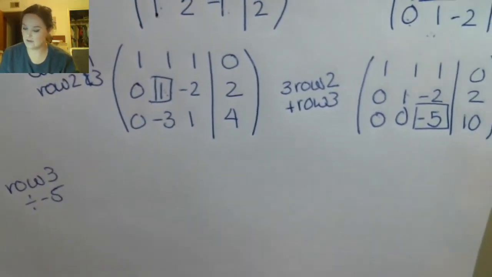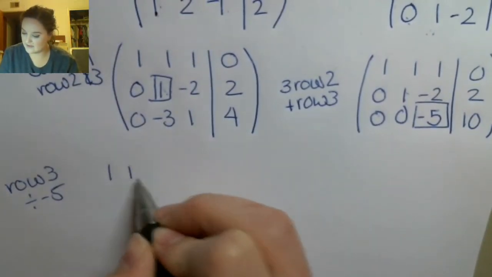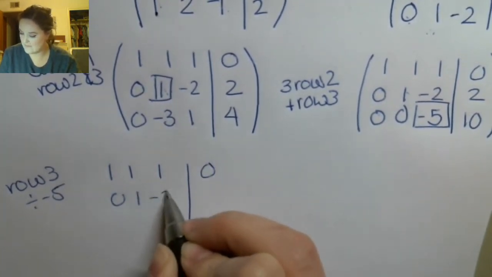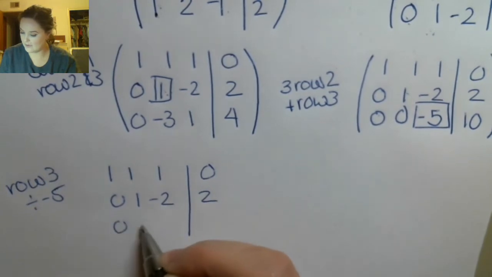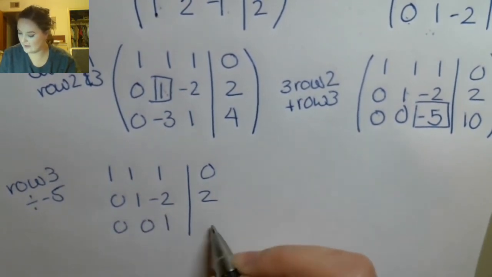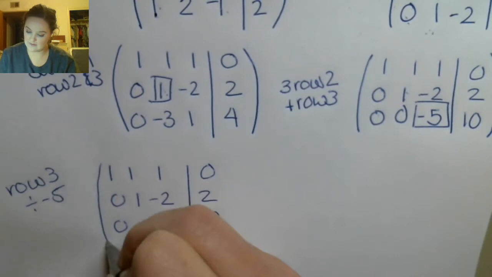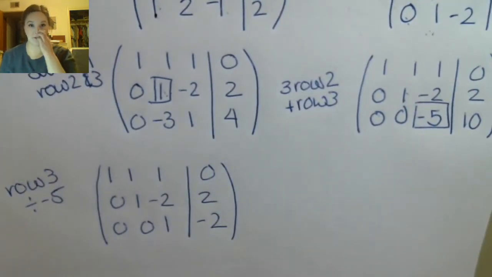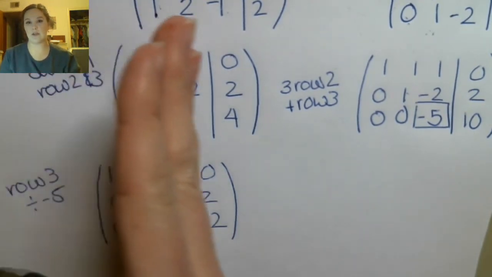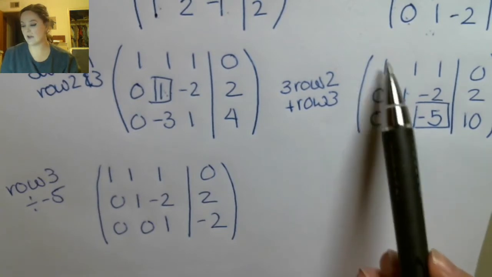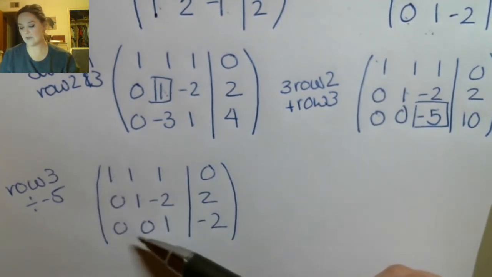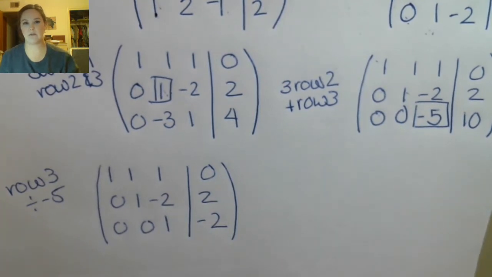All right. So my first row is going to look exactly the same. Second row looks exactly the same. Third row is divided by negative 5. So this is what I was referring to in the last video as the first stage, right? You start on the left and move across to the right, where you've done all the diagonals. All the diagonals are 1, and everything below the diagonal is 0.